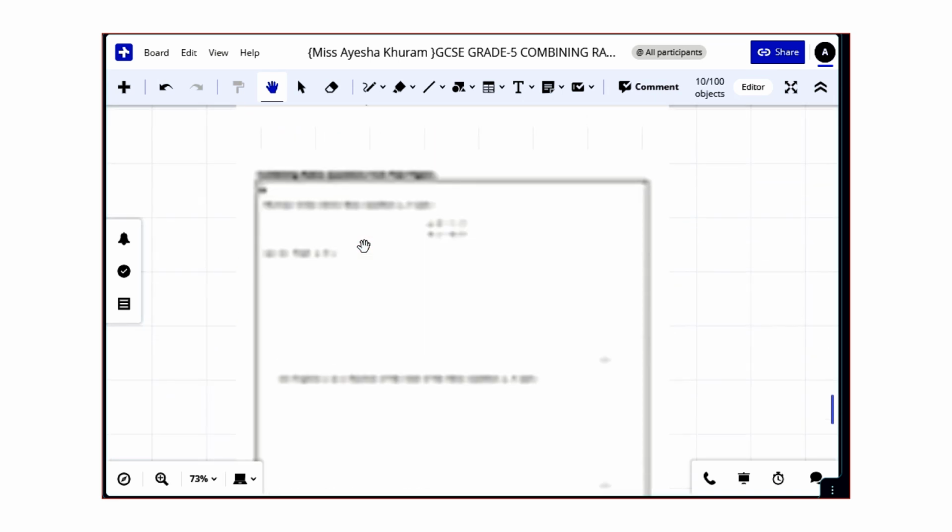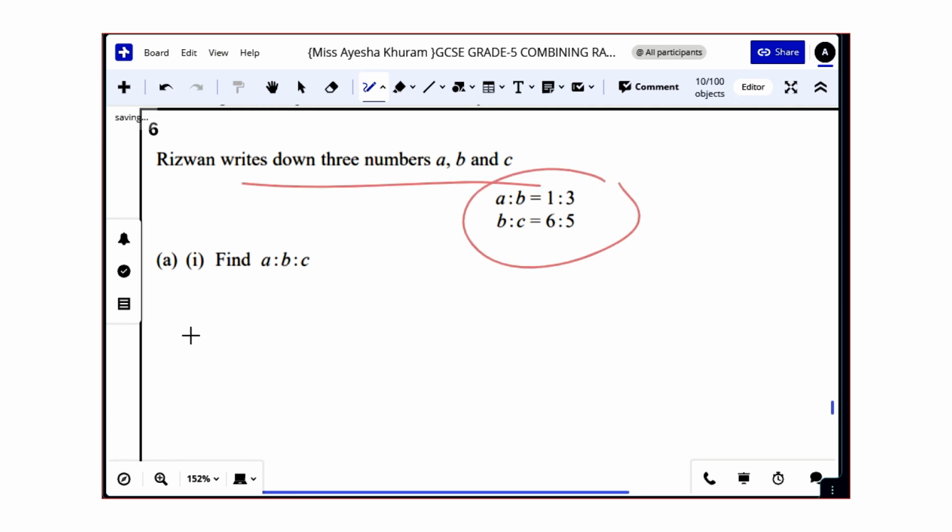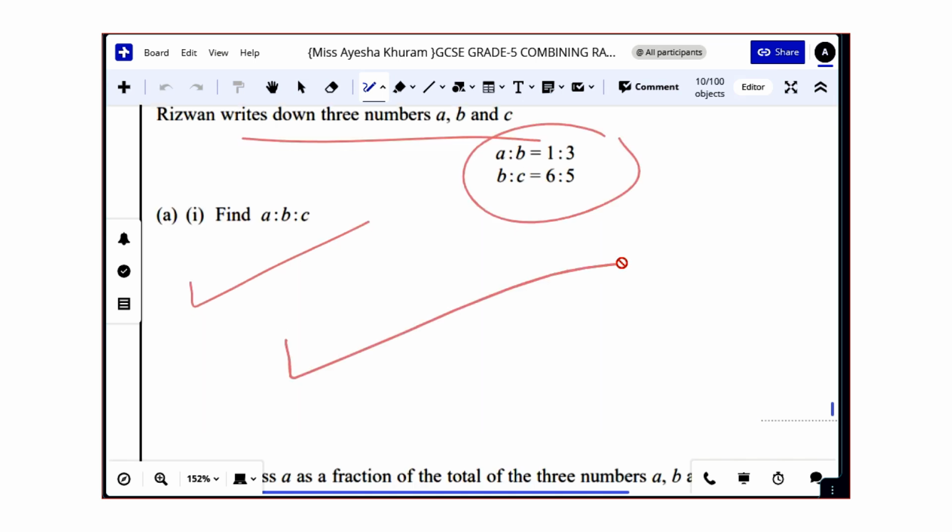Alright, we did a lot. We have question number 6 here. So Rizwan, write down the three numbers A ratio B. It's the same question I showed you on the top. It's similar. You just combine the ratio, use the same way I did, and find out the answer.